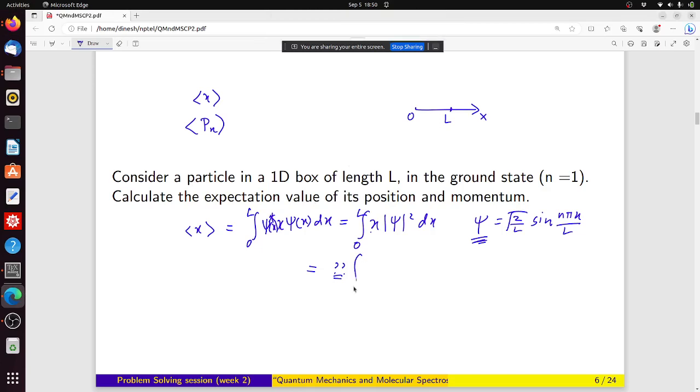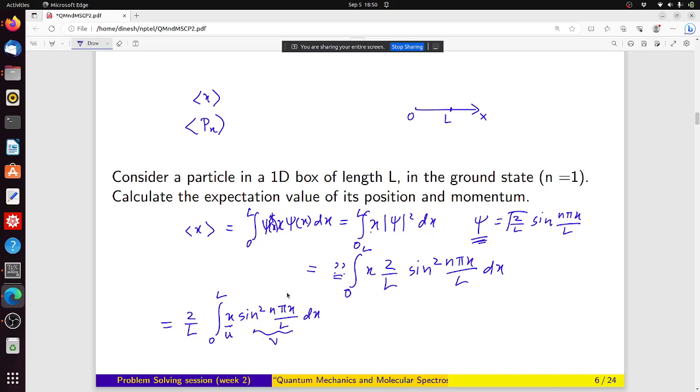Okay, so this is the expectation value of x: the integral of x times mod of psi squared, which is 2 by L times sine squared of n pi x over L dx, with integration limits 0 to L. So 2 by L will go out, and we have to do integration by parts because there are two functions now. I hope you all know integration by parts. I am taking this as u, this as v, but still it's a very complicated function, sine square.